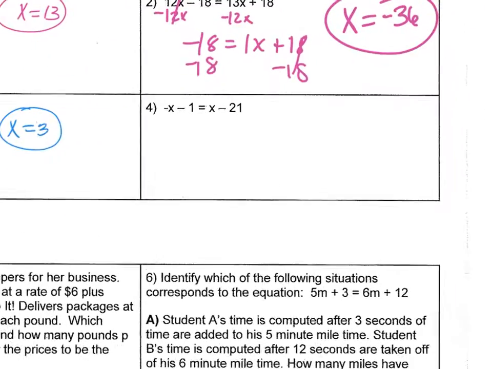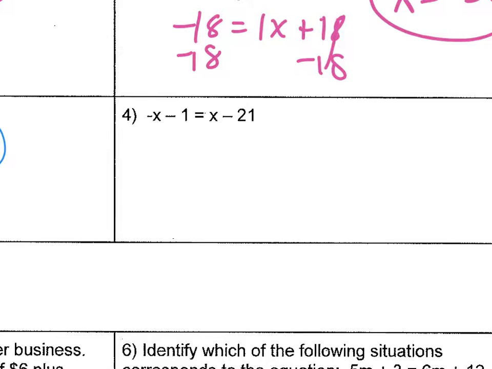Good. The last one, number 4. Same thing. I'm going to add the smaller variable. If there's just a variable by itself, doesn't have a number in front of it, think of it as an imaginary 1. Yeah. So when I add 2 x's together, I get 2x.